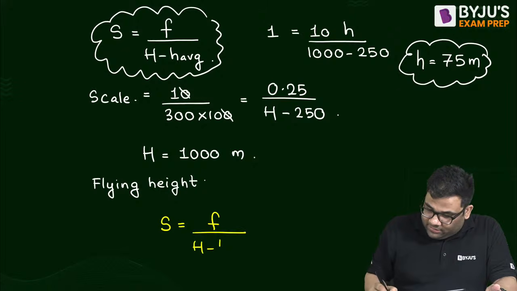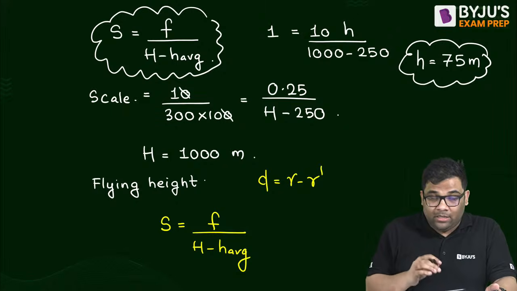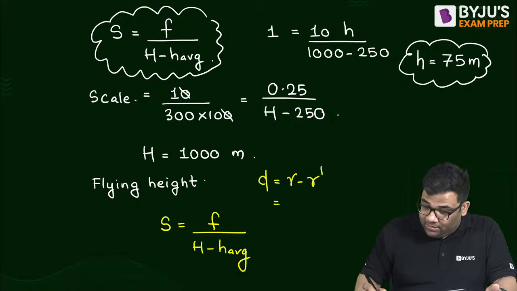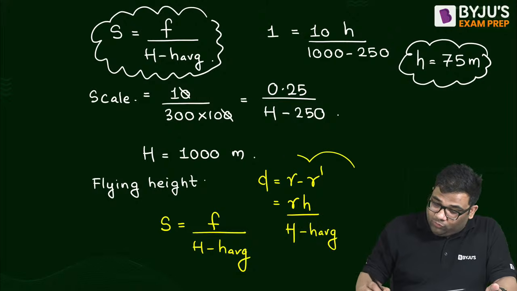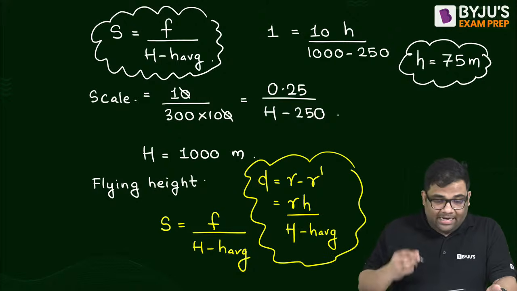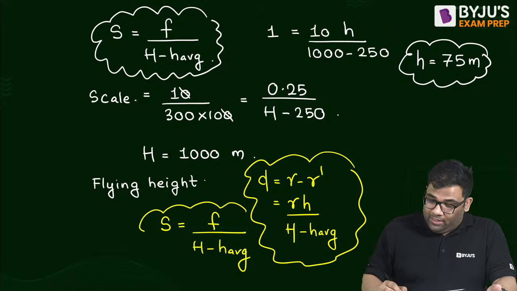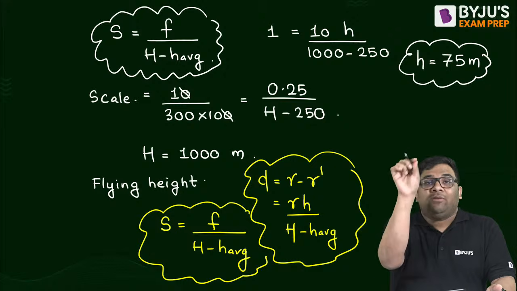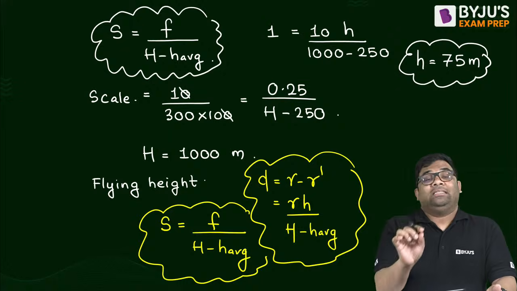This is important. And the relief displacement, which is equal to R minus R dash, where R is the distance of the central point to the top and R dash is from the central point to the bottom. And this is equal to, I can say, the height of the tower divided by the flying height minus your H average. Yes, you need these two formulas. But by understanding the diagram, you avoid the confusions, and also you are able to understand the language of the questions.